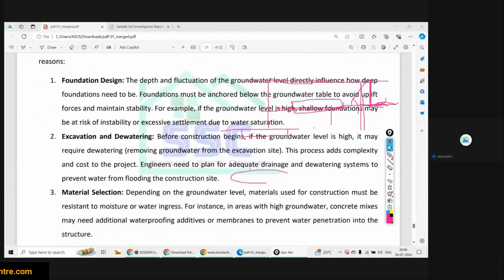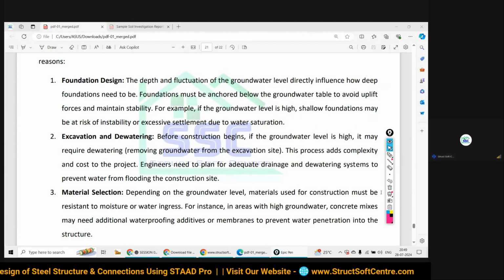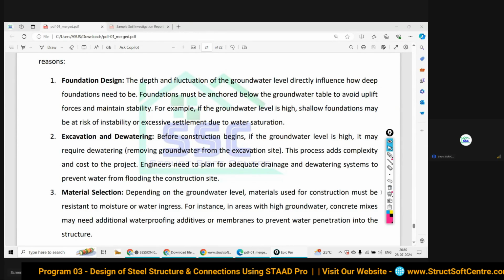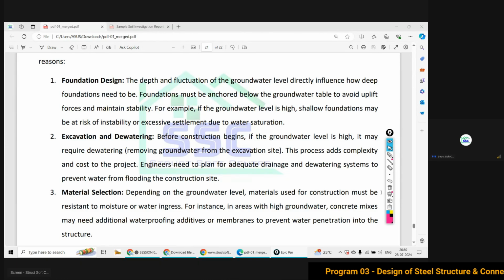Okay, excavation and dewatering, as I have discussed. If you are going to build in a situation where the groundwater is close to your ground surface, there is a problem of dewatering continuously at the time of the excavation and at the time of the casting of the foundation slab.